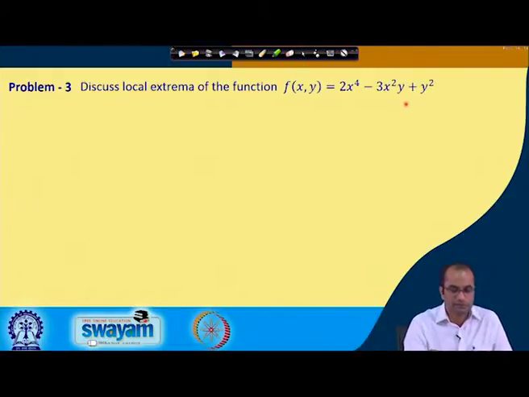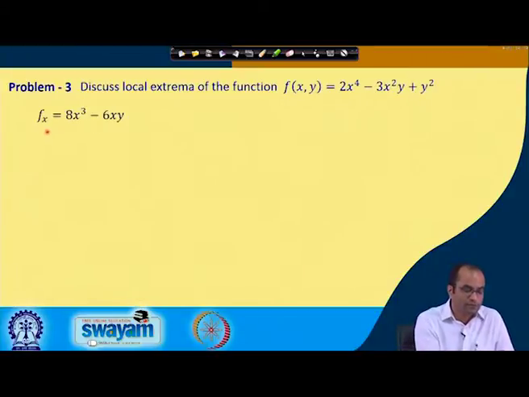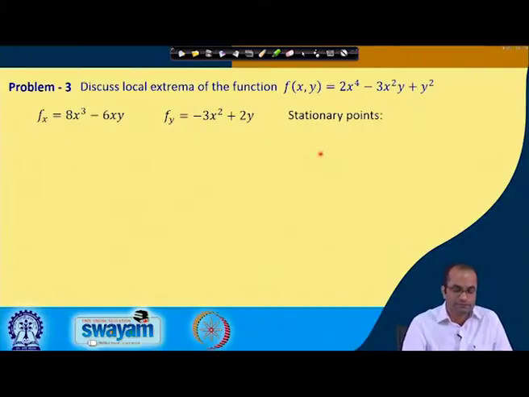We will discuss one more example here: f(x, y) is equal to 2x^4 minus 3x^2 y plus y^2. It is similar to the earlier example. We will compute f_x, f_y, and then the stationary point, and we will find that there is only one stationary point, that is (0, 0), similar to the earlier problem.